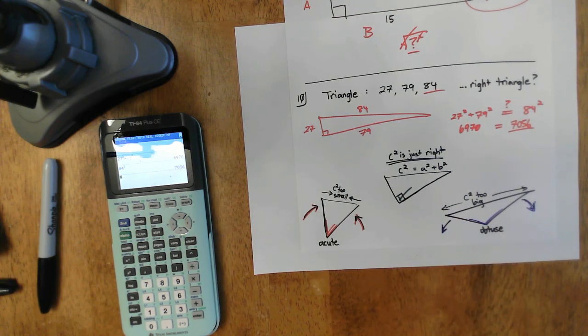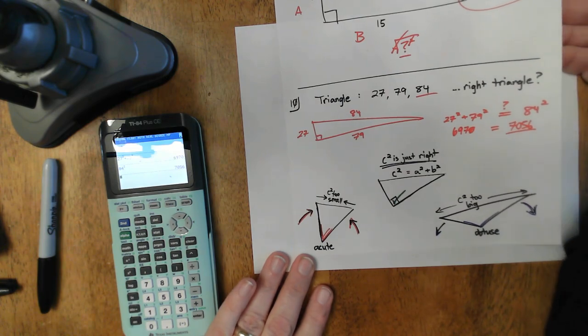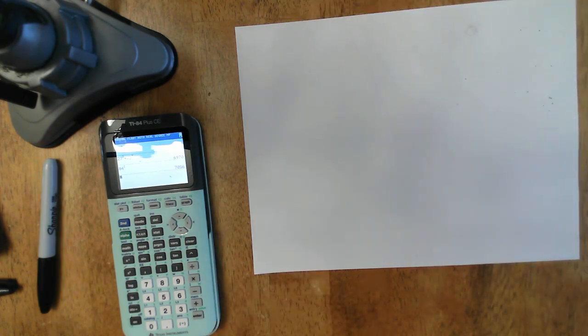Depending on how that question's worded on your test, it's going to be which of the following is this triangle, and your answer would be, well, it's an obtuse triangle. So there's number 10. All right, number 11.